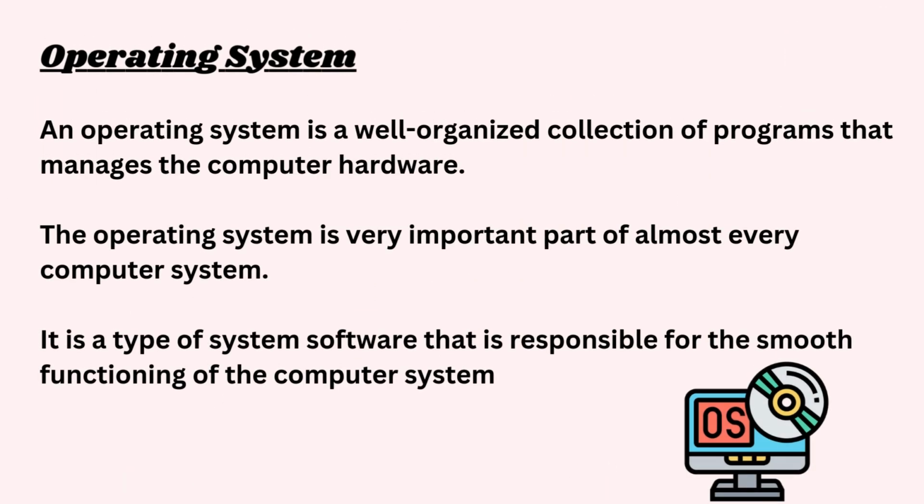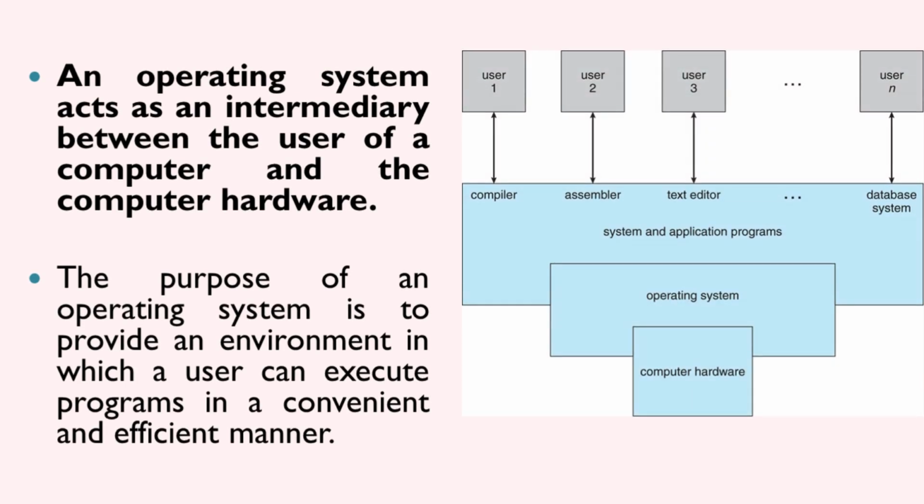What is an operating system? An operating system is a well-organized collection of programs that manages the computer hardware. The operating system is a very important part of almost every computer system. It is a type of system software that is responsible for the smooth functioning of the computer system. An operating system acts as an intermediary between the user of a computer and the computer hardware.